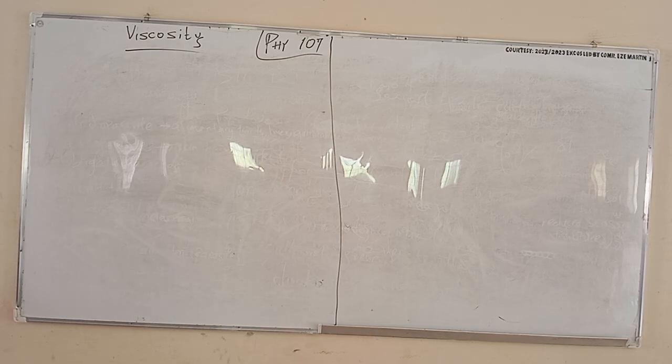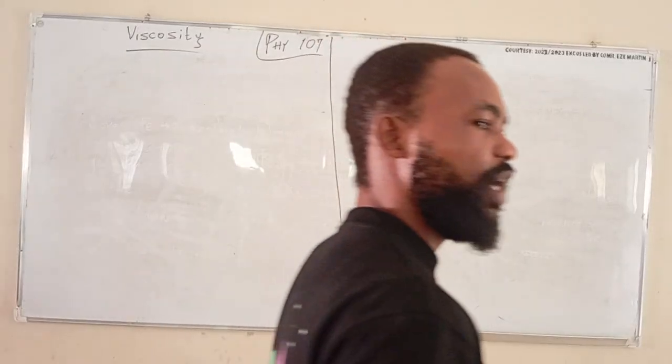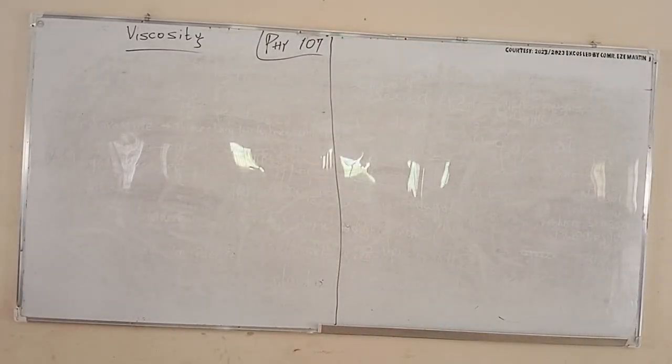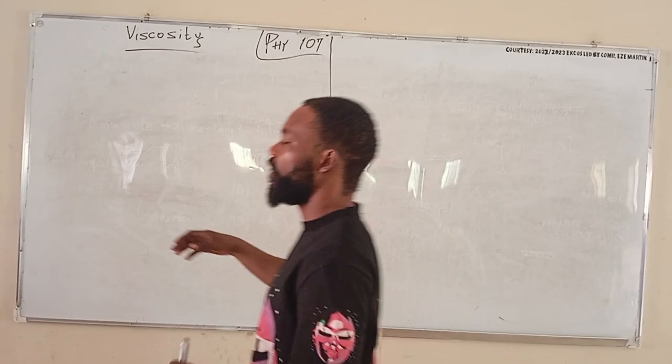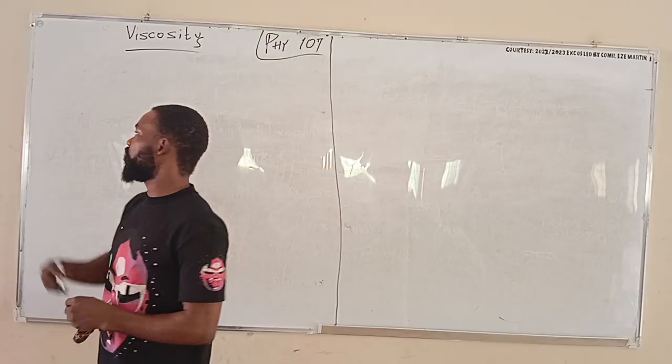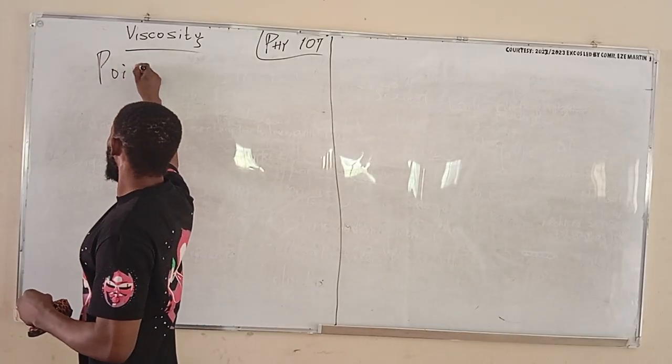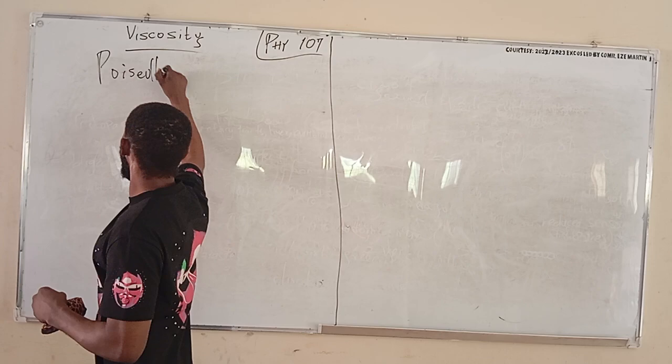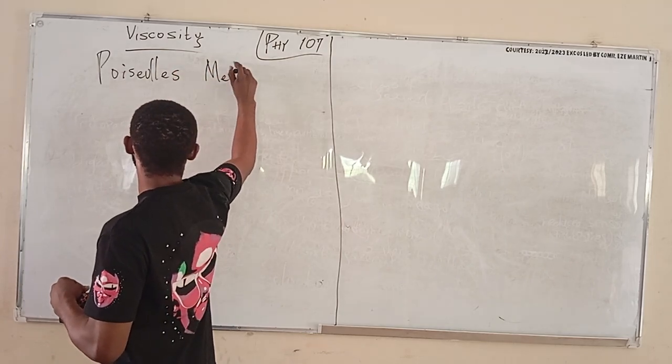The way you normally say friction in day-to-day activities, when you hear friction for fluids, that is liquid or gas, that name is what we call viscosity. But this viscosity deals more with liquids. In most cases they don't put gases there, so I want you to have that in mind. What we are doing today is your practical, that is determination of viscosity using Poiseuille's method.